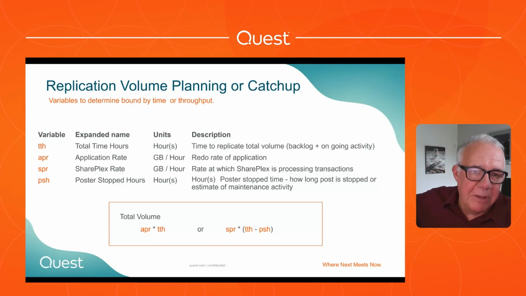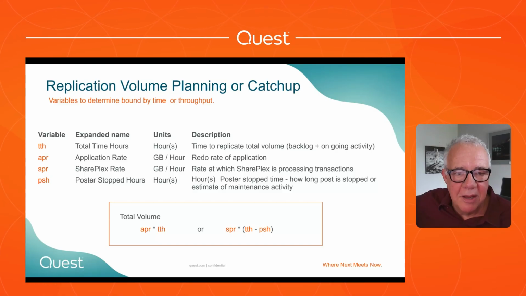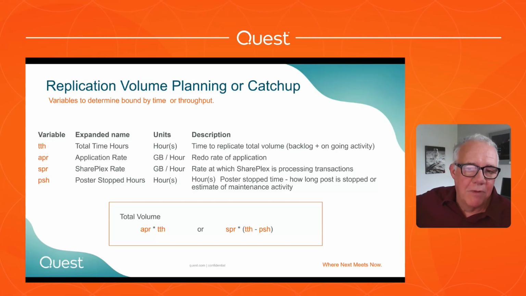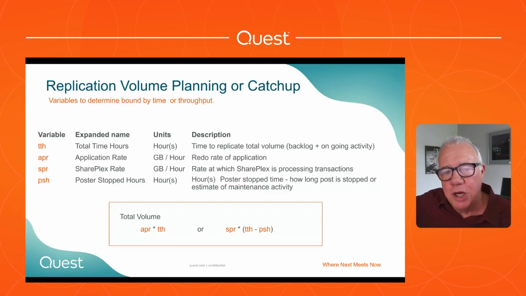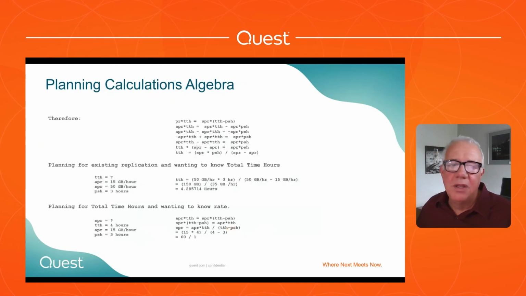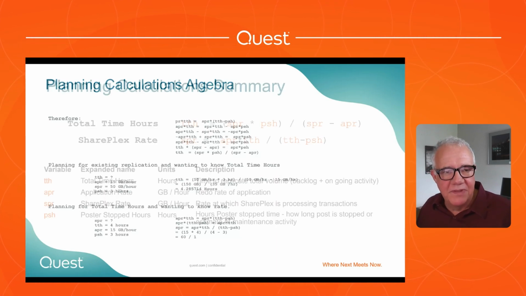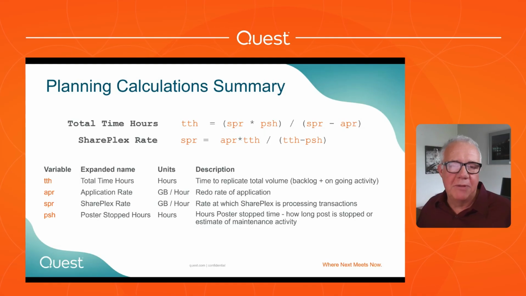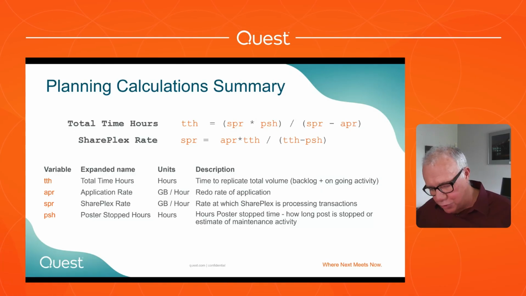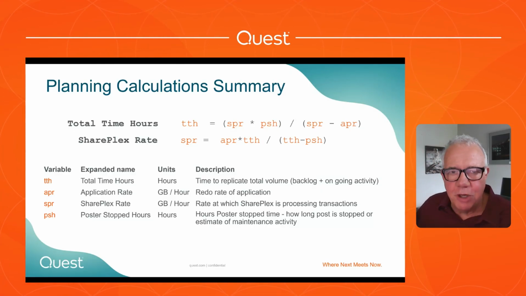So if you take your application rate and multiply it by the total time, that gives you your volume. Just like your volume will be gotten if you take your SharePlex rate and multiply it by the total time, subtracting how long poster is stopped for. So these two numbers are equal. We do some algebra. I'm going to encourage you to come back to this. We're not going to solve it right now, but here's the result. If you want to know the total time it's going to take, so you're designing to fit into a maintenance window with the existing SharePlex throughput, you use the top formula.